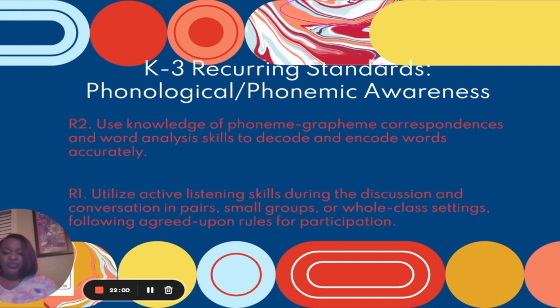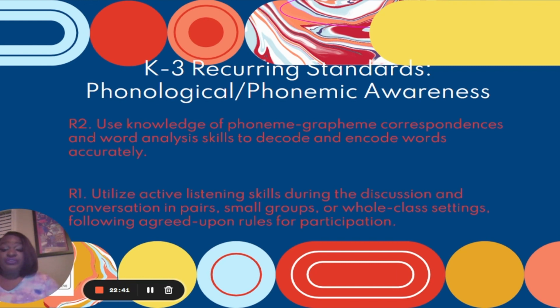When we look at recurring standard 1, utilize active listening skills during the discussion and conversation in pairs, small groups, or whole class settings following agreed upon rules for participation. The key word in recurring standard 1 is active listening skills. Remember, phonological and phonemic awareness activities and exercises require our scholars to be able to actively listen in order to give us the desired responses.